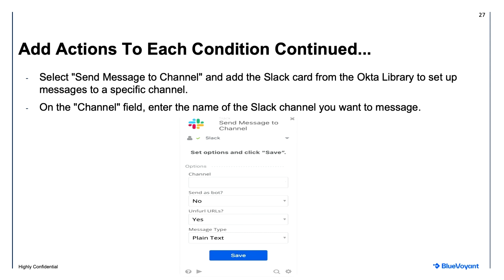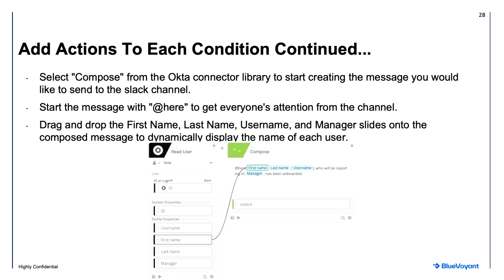Okay, so now that we've established who the user is, and we've established where we're going to send the message to, now we want to compose that message. So that is when we go into the Okta functions library, and we're going to select compose. And from the Okta connector library, you'll be able to create your own message. We want to start the message with the @here section, because the @here card is how you notify every user within a Slack channel that a notification's been sent, and that's what we would want to do.